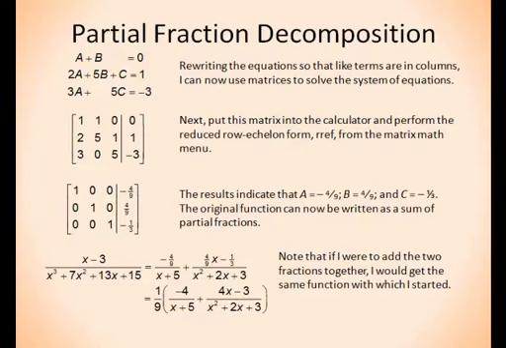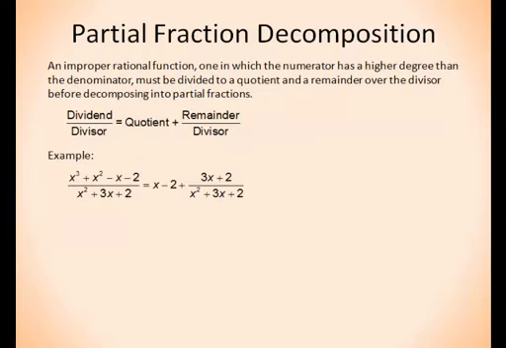There's one more item we have to look at, and that is what happens if I have what we call an improper rational function. An improper rational function is one in which the numerator has a higher degree than the denominator. And just like any division that I do, the dividend divided by the divisor is always equal to the quotient plus the remainder divided by the divisor. And that's how I'm going to deal with this improper rational function.